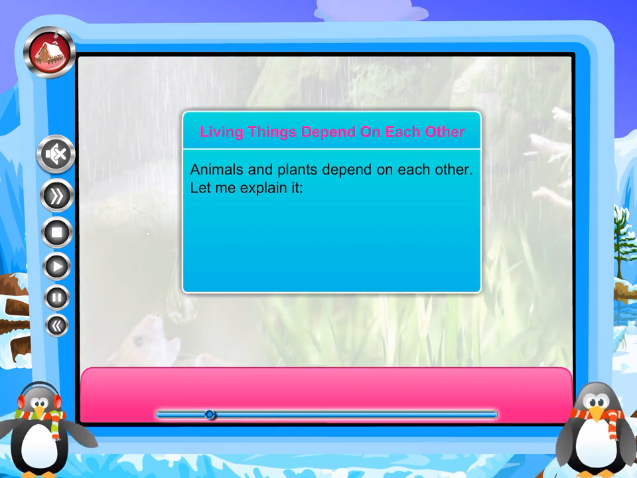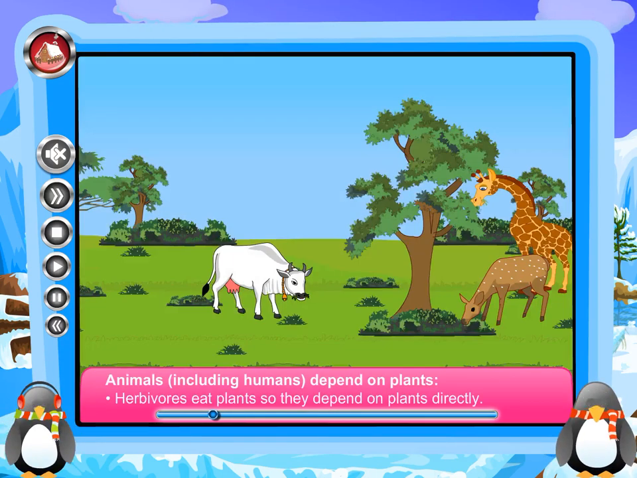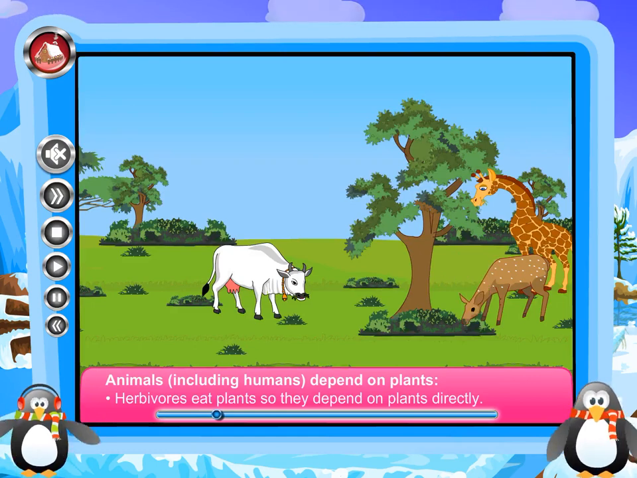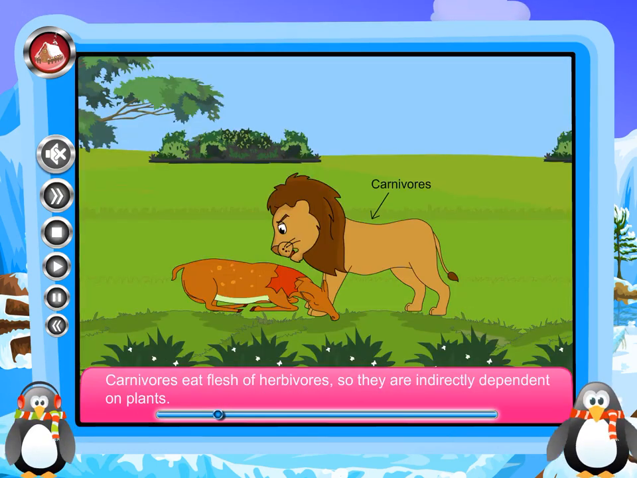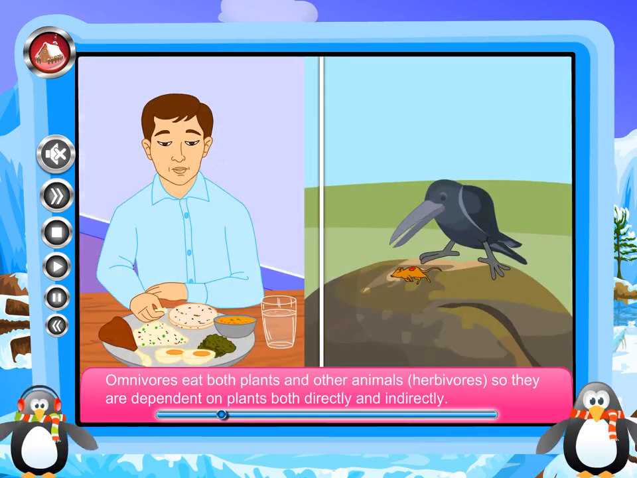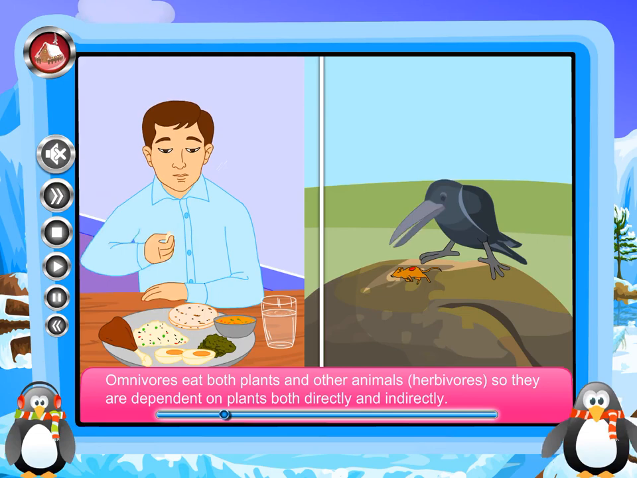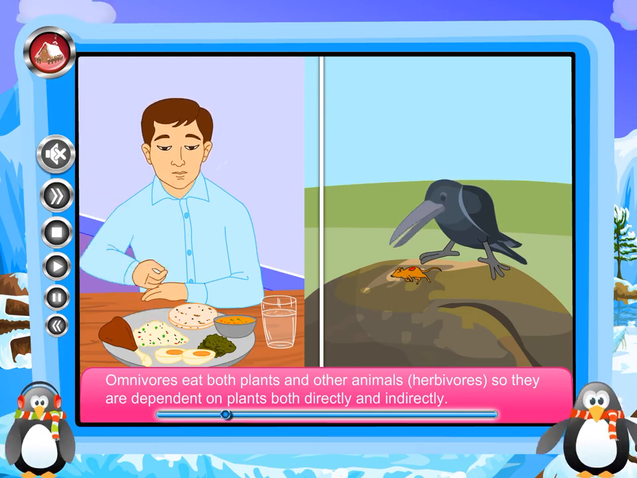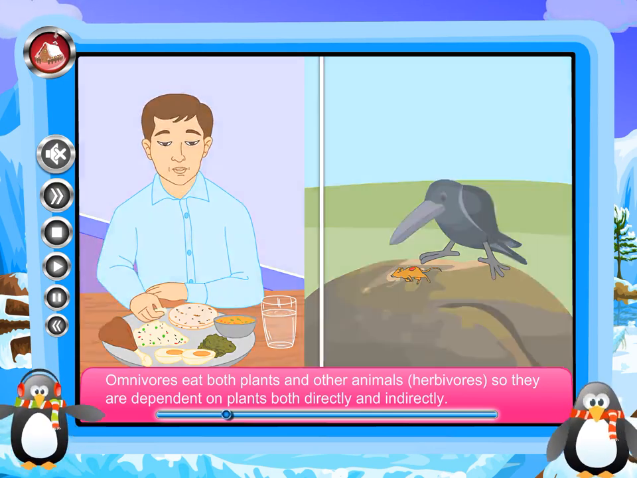Living things depend on each other. Animals and plants depend on each other. Let me explain it. Animals, including humans, depend on plants. Herbivores eat plants, so they depend on plants directly. Carnivores eat flesh of herbivores, so they are indirectly dependent on plants. Omnivores eat both plants and other animals, herbivores, so they are dependent on plants both directly and indirectly.